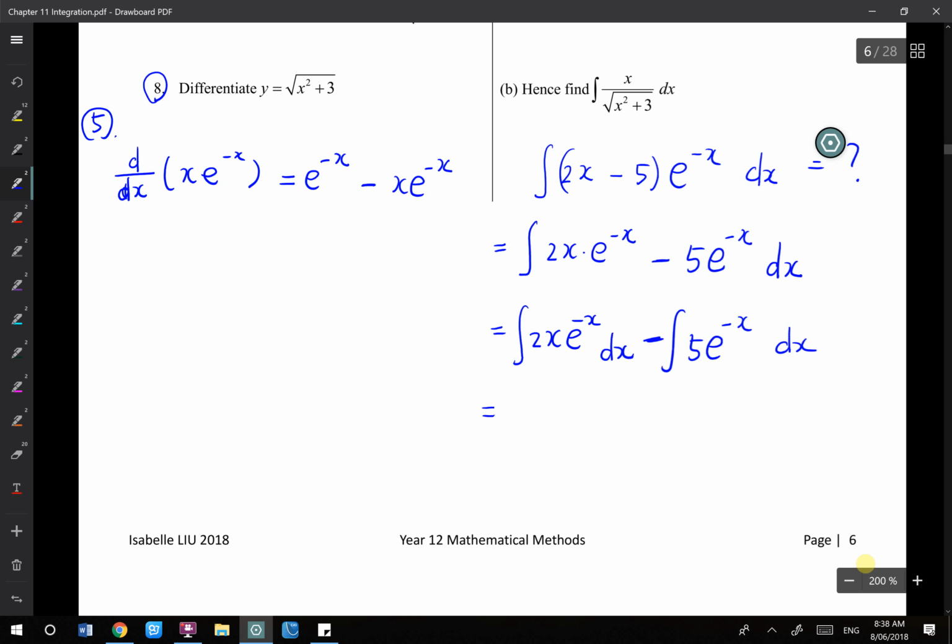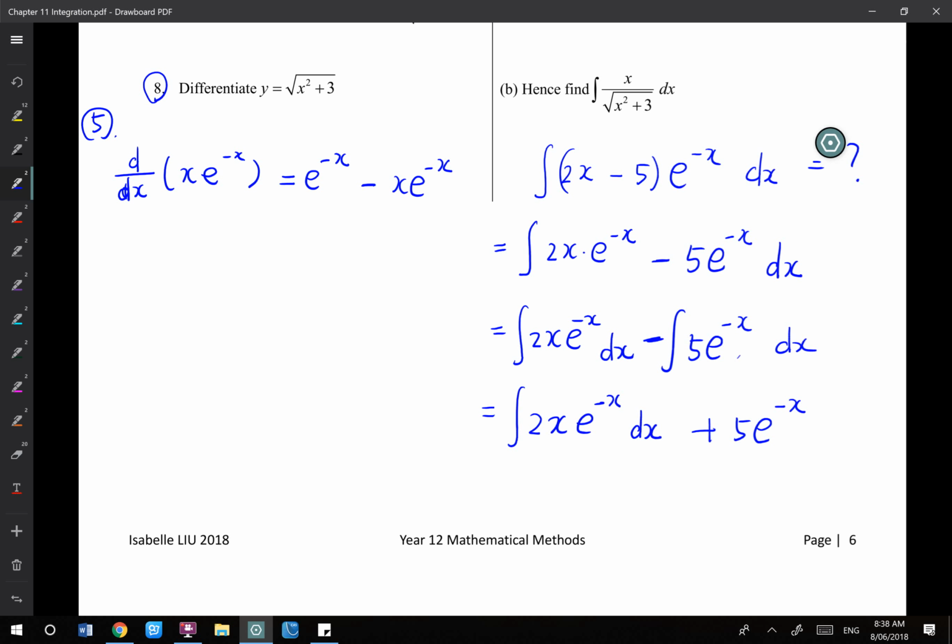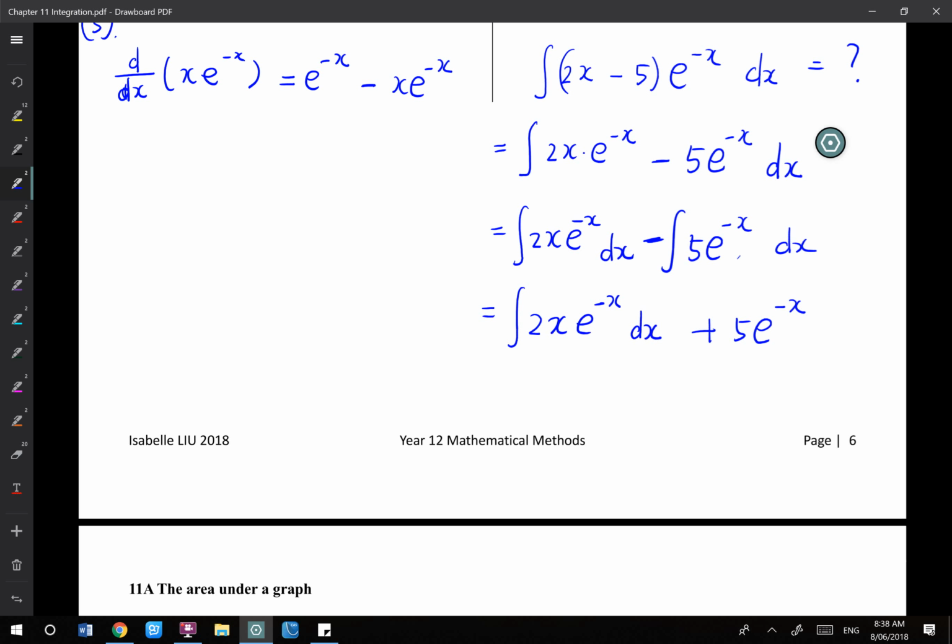What I can't antidiff is this part, because of the x. I can't antidiff that because it's something times something. But I can antidiff this part. This part will give me a plus 5e to the power of minus x. Well, I will add plus c later. I haven't antidiffed this part yet. So what I want has simplified to this form. I have solved part of it, and now there's one part I don't know how to solve. I leave the part I don't know how to solve.